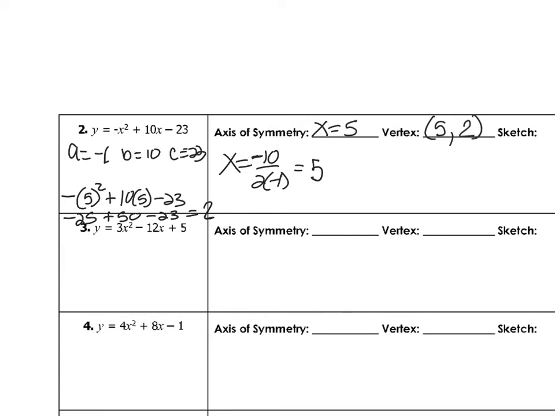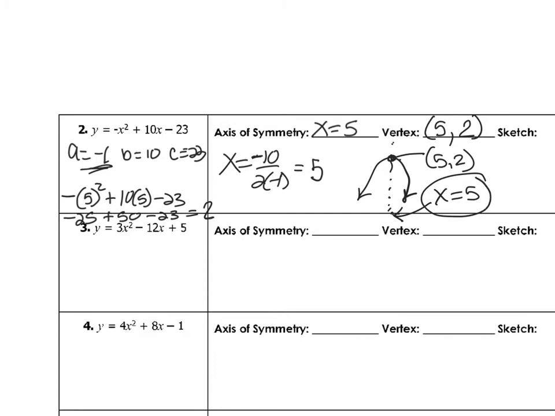Okay, so I have my axis of symmetry, and we know A is -1, so it's going to be pointing downward, and my vertex is 5, 2. It's pointing downward because A is negative. My axis of symmetry is x equals 5. Remember, we said vertical lines only have an x in it because it never crosses the y-axis, right? So it's a vertical line crossing 5.